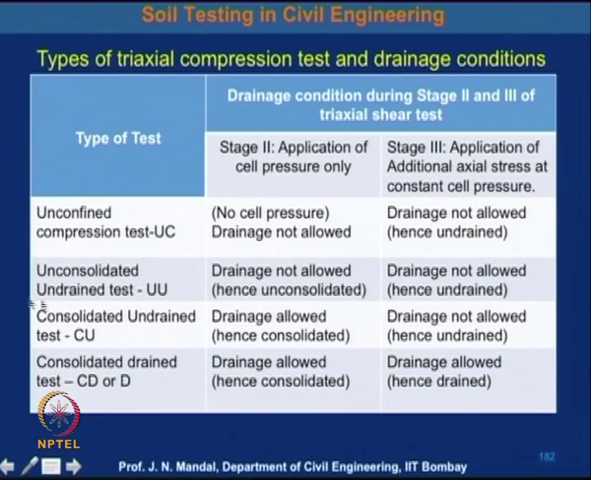Now, if the type of test is the unconsolidated undrained test, that is the UU test, then in stage 2, the application of cell pressure only, drainage is not allowed, hence it is unconsolidated. In the third stage, the application of additional axial stress at constant cell pressure, here also drainage is not allowed, hence it is undrained, and that is why it is called the unconsolidated undrained test.